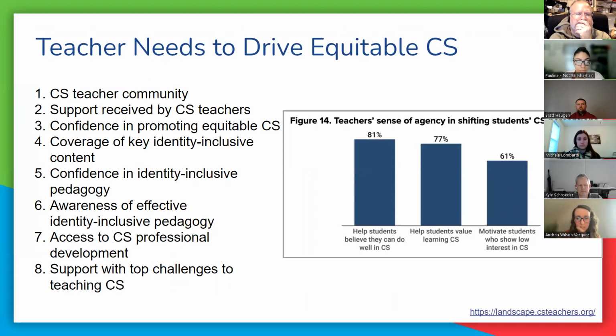Just kind of curious. And this is a process that our coaches go through too, is thinking, okay, what might be a key lever I could use, or a key resource that I could help my teacher gain access to really support them with a specific goal. Yeah, I see some votes for 8, which is that supporting with top challenges, a couple of votes for 5, which is that confidence in identity inclusive pedagogy, a couple for 6, the awareness of identity inclusive pedagogy.